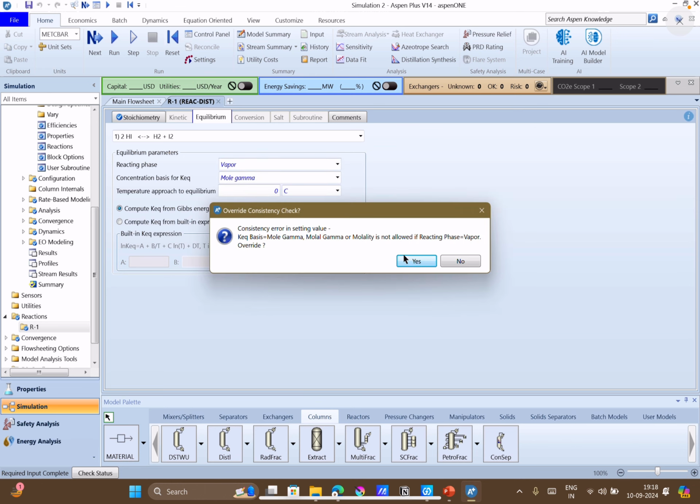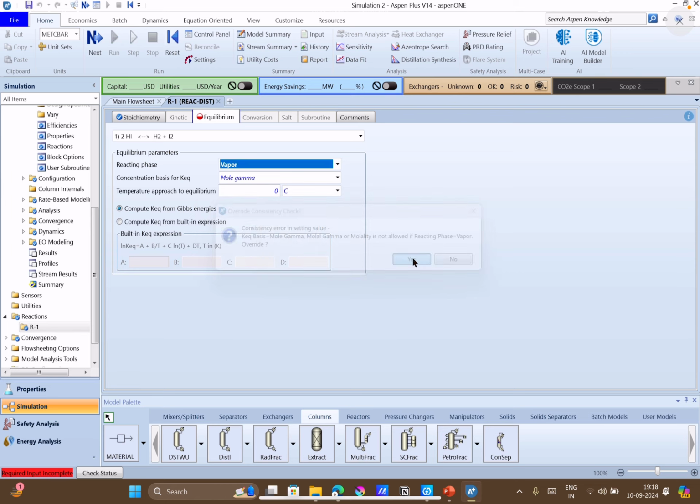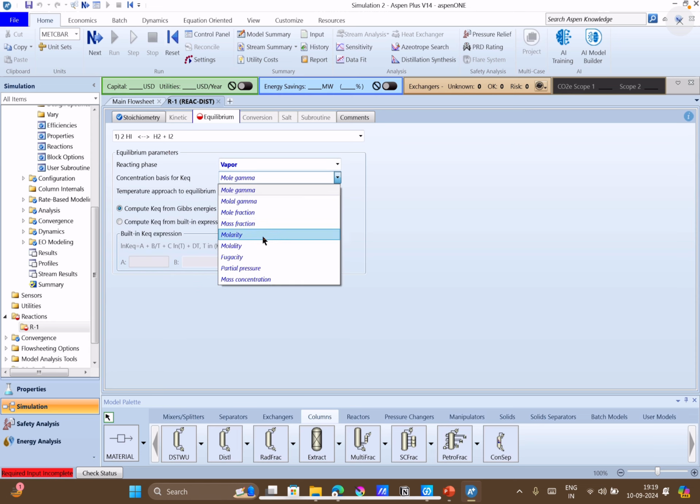Select. Consistency error, K base molar. So this anyway we are going to change. What it is saying, for the reacting phase vapor, K equilibrium should not be dependent on the mole fraction, rather it should be partial pressure.